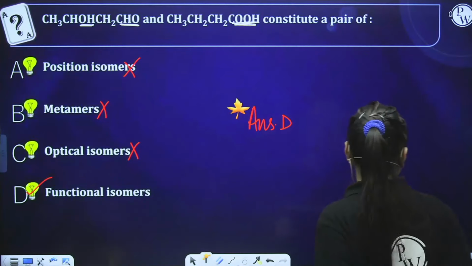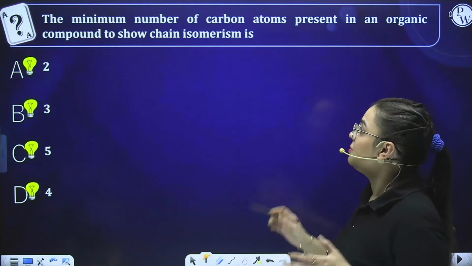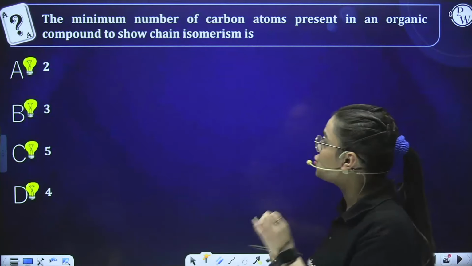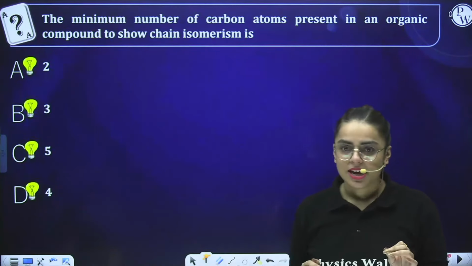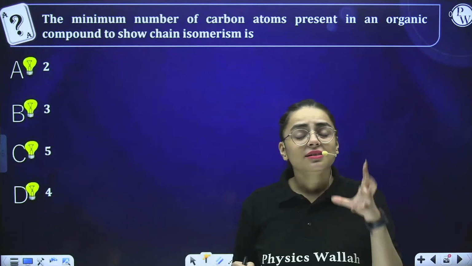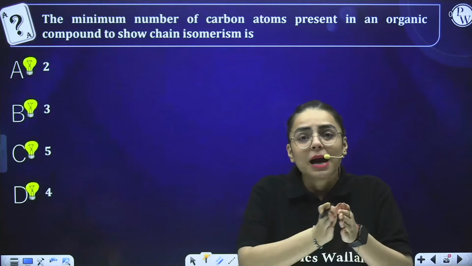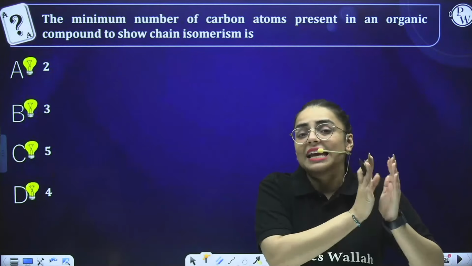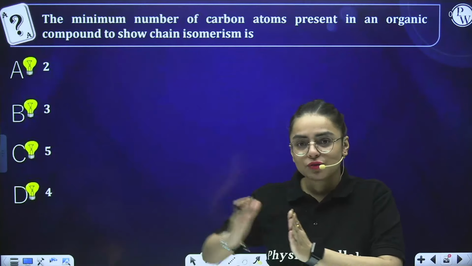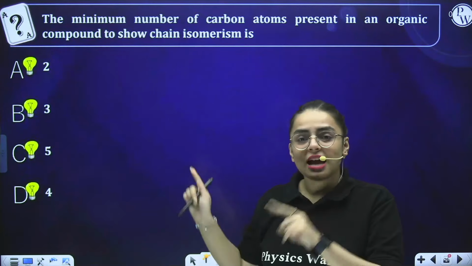Okay, now let us see the next question. The minimum number of carbon atoms present in any organic compound to show chain isomerism is. Now this question is quite different from the previous one. Here they are asking us the minimum how many carbon atoms can actually show chain isomerism. Now if you have understood the lecture from the very start very clearly, the answer is in front of you.